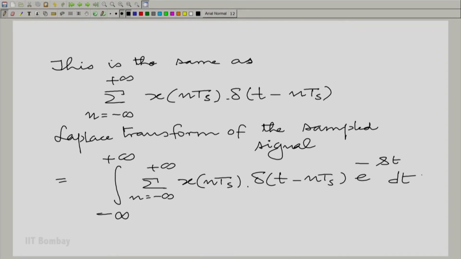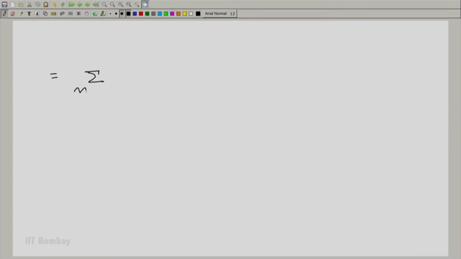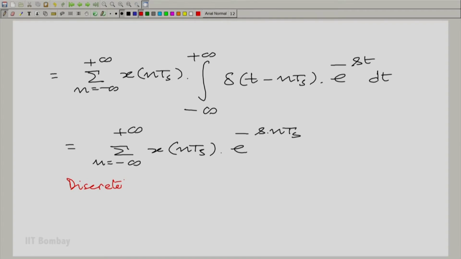And here we can invoke the property of the impulse term by term. So, what we will do is interchange their order and operate the impulse on e raised to the power minus st. So, that gives us something very interesting.